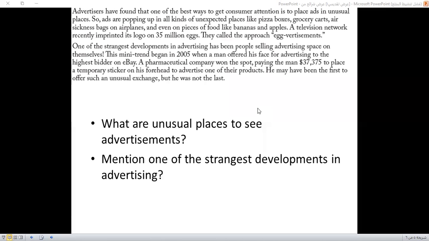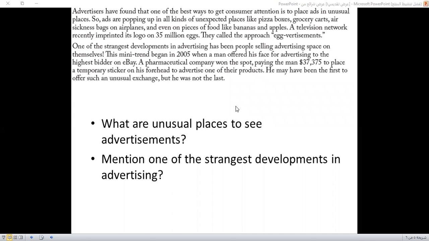And also they have advertisement, which means, what is the meaning of advertisement? That is, a television network recently imprinted its logo on 35 million eggs. So they call this approach eggvertisements.